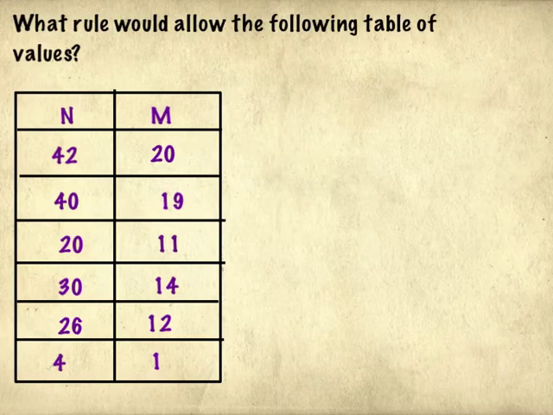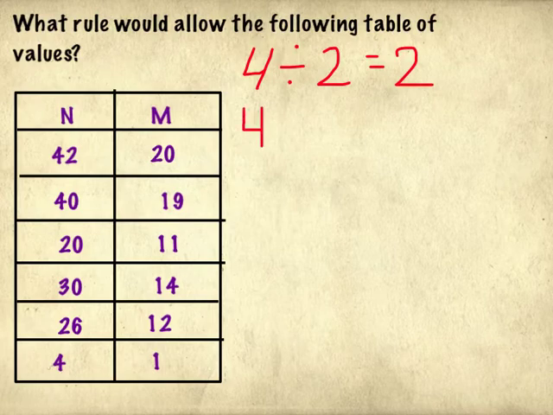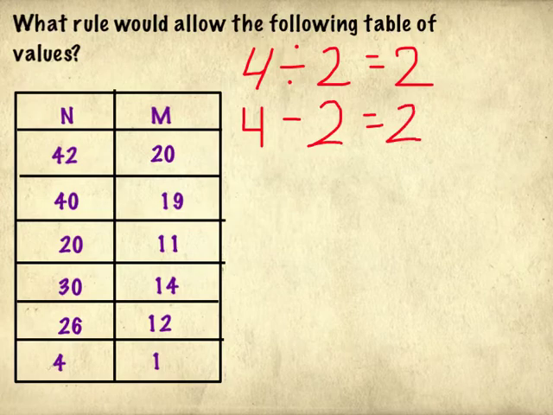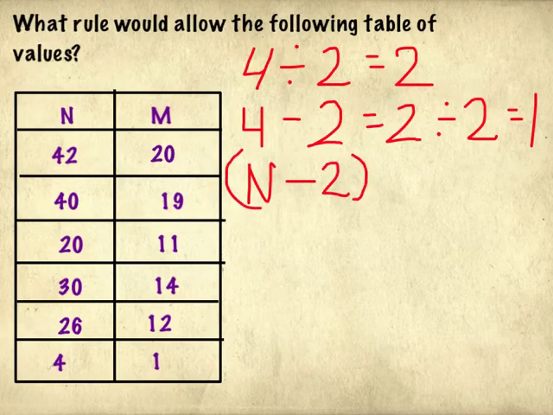Obviously that was pretty far off, so let's see what else I can try. I have to do something to 4 that will get me to 1. Let's try just playing around. What if I did 4 divided by 2? That gives me 2. That's not right, but it's close to 1. What if I did 4 take away 2 equals 2, and then 2 divided by 2 equals 1? That would work. So that would be N minus 2, divided by 2 equals M.